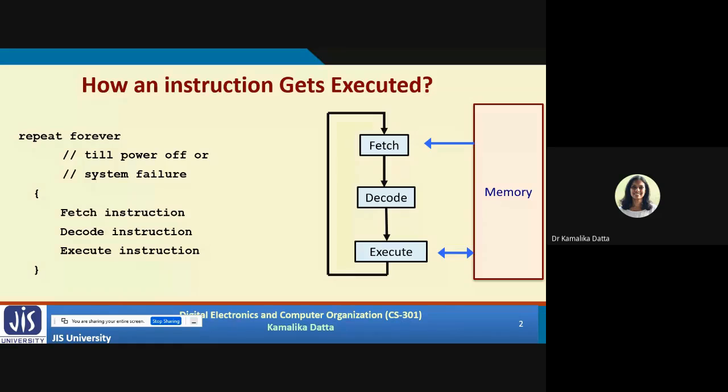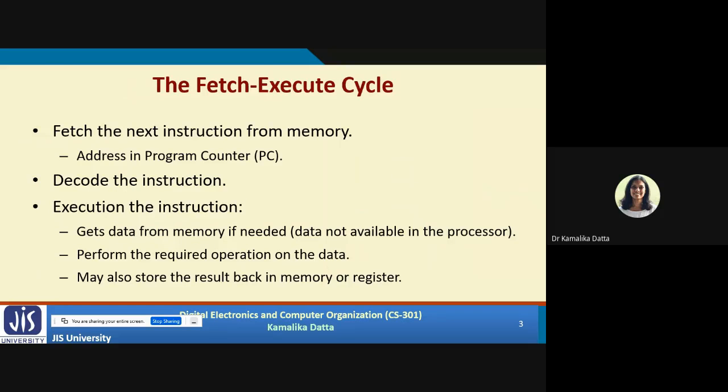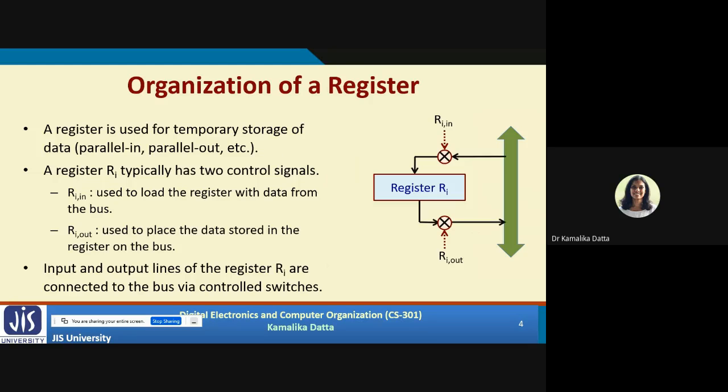So your computer is built around this concept that each time any program gets loaded into the memory, step by step it will get executed, and for that you have to fetch each of these instructions. The program gets converted into a set of instructions, and those instructions get executed one by one. Now, the fetch-execute cycle I've already discussed. Let us start from here, the organization of a register.